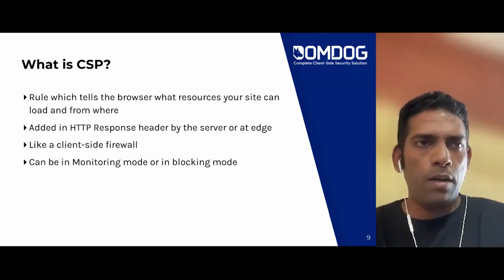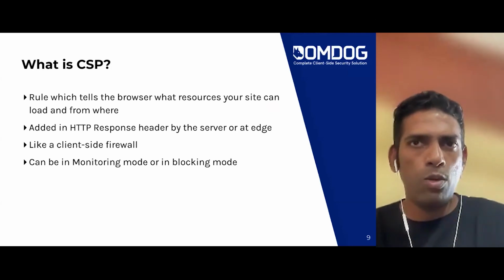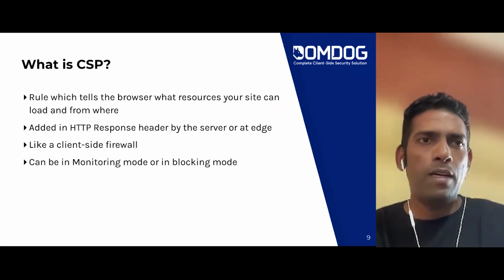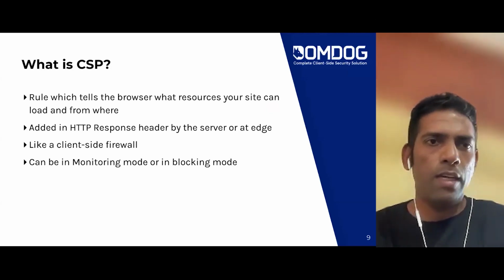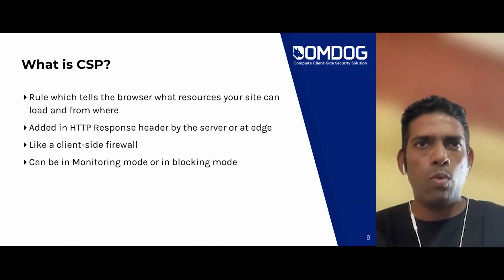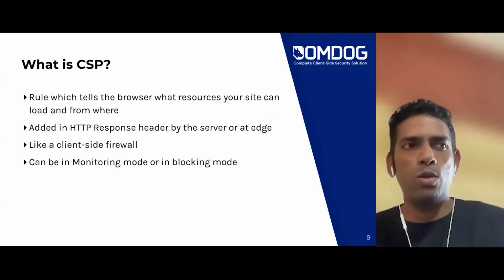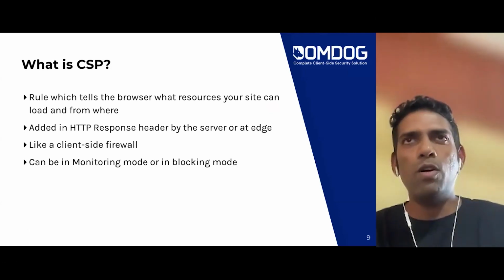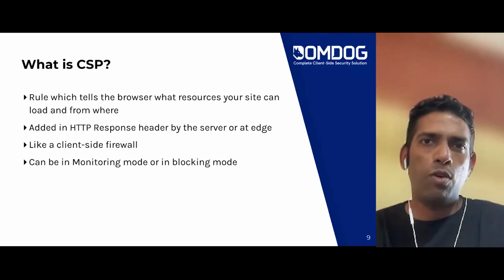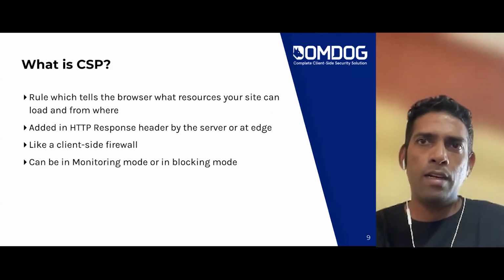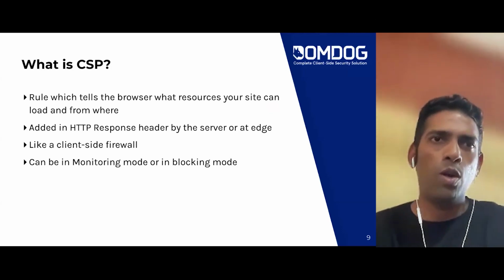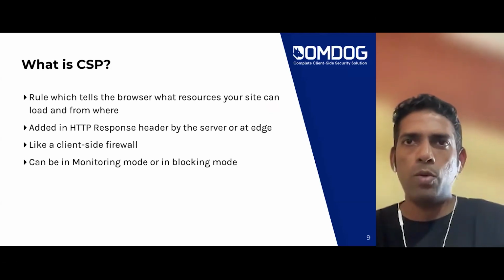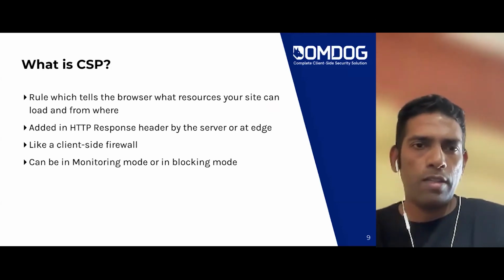And when we look at CSP, I'm sure most people have already heard about CSP and have an idea about what that is. But if you're new to this, CSP at its core is essentially a rule which tells the browser what resources it can load and where it can load those resources from. It's a very, very simple concept. You can think of it almost like a firewall for the client side. In this talk, we would not be talking so much about the syntax of the rule and so on. There's a lot of information available. But as a concept, this is what a CSP is.